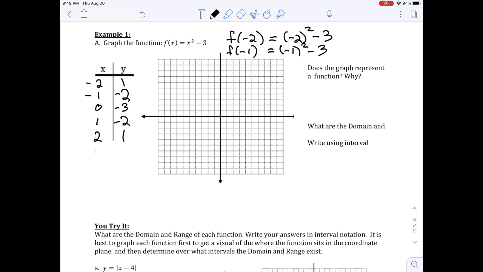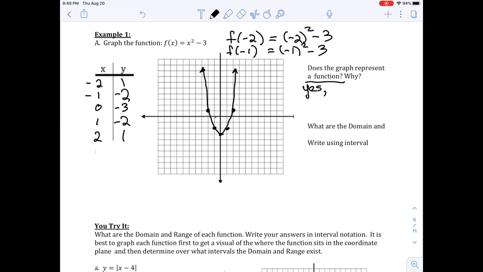You see a pattern here. -2, 1, I'm going to plot that. -1, -2, 0, -3, 1, -2, 2, 1. Oh, whoops, I did that one wrong. 2, 1. All right. It looks to me like when you're looking at those points that they create a curve. And that curve is actually called a parabola. Something you might have learned back in Algebra 1.